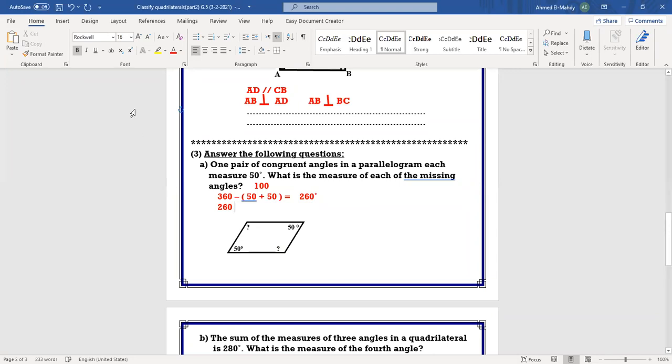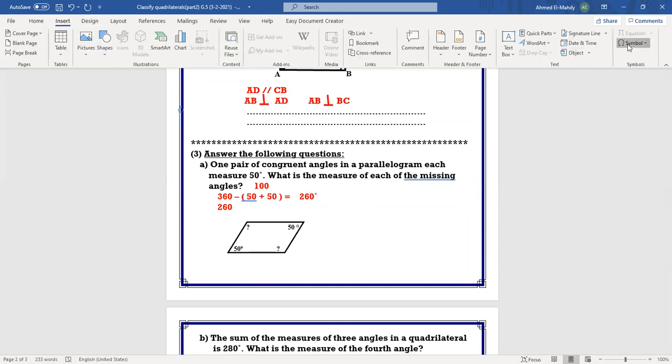260 divided by 2. We will find it the easy way. We divide digit by digit, starting from the left. 2 divided by 2 is 1, because any number divided by itself equals 1. Then 6 divided by 2 is 3, and 0 divided by 2 is 0. Then the measure of each angle is 130.